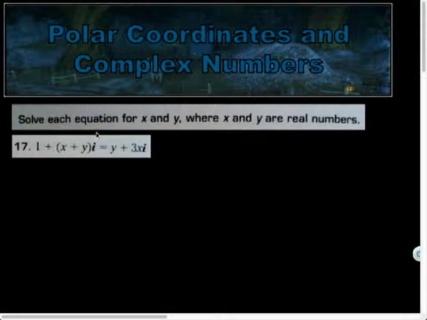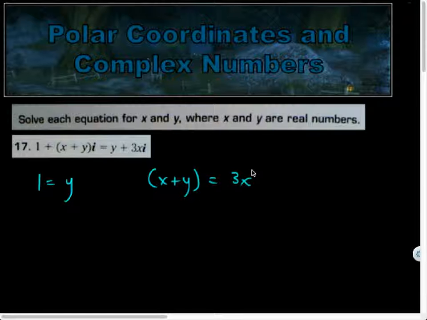So I've got these two, where x and y are real numbers, but these entire expressions on each side happen to be complex numbers. And if these complex numbers are actually equal, then that means the two real parts are equal, so 1 must equal y, and the two imaginary parts must be equal, so x plus y must equal 3x. So once I've simplified it down to that point, it's just a matter of solving this using substitution or whatever way I want.